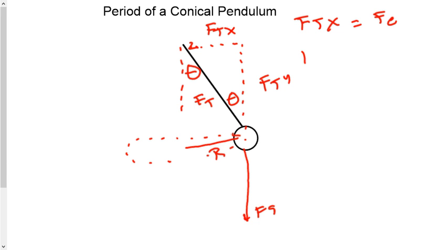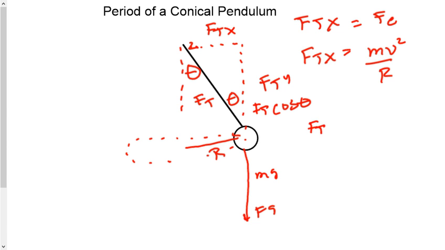So I know force tension x is going to equal mv squared divided by r. But I know force tension y is equal to force gravity, and force tension y is equal to force tension times the cosine of this angle theta. So this section is force tension cosine theta, and this one is mg. Let's equate those to each other. I've got force tension cosine theta equaling mg. Therefore, force tension is equal to mg divided by cosine of theta.